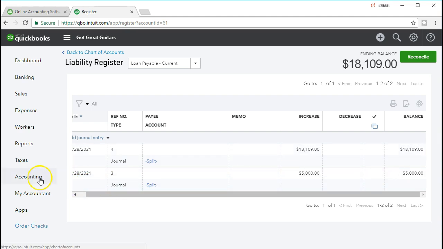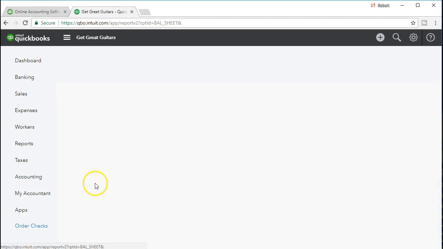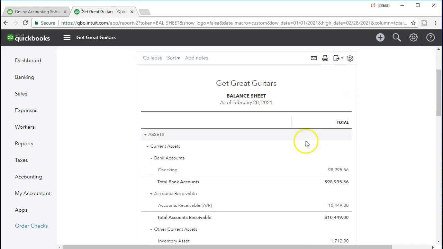So we'll go to the financial statements. We're going to go to the reports on the left side. We're going to go to the balance sheet. We're going to change the dates to 01/01/21 to 02/28/21. That's January 1st, 2021 to February 28th, 2021. Run that report.